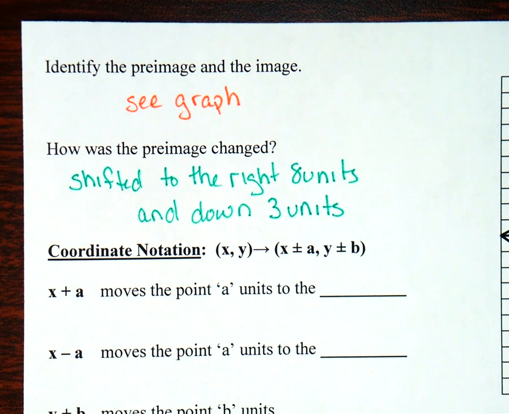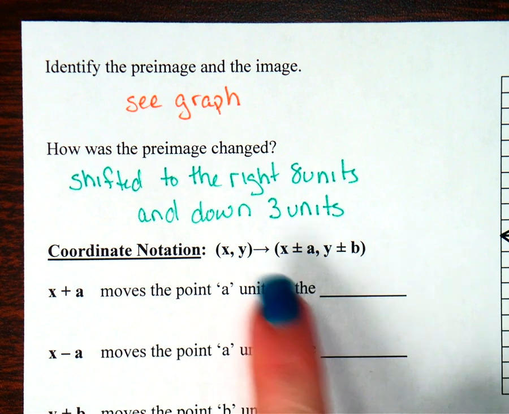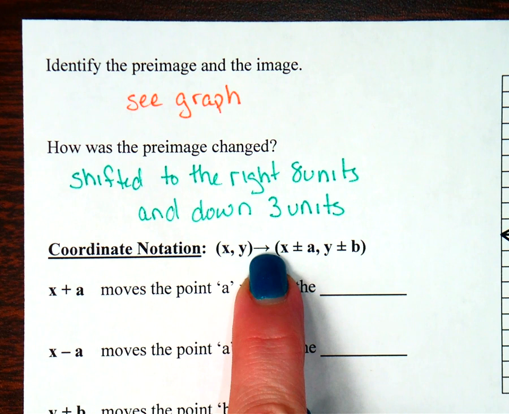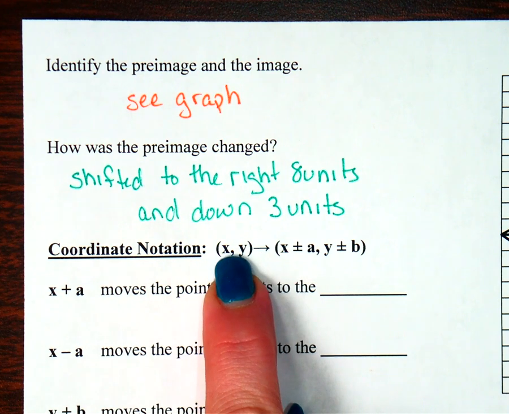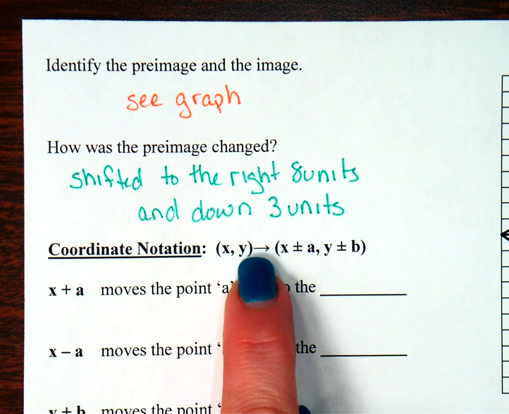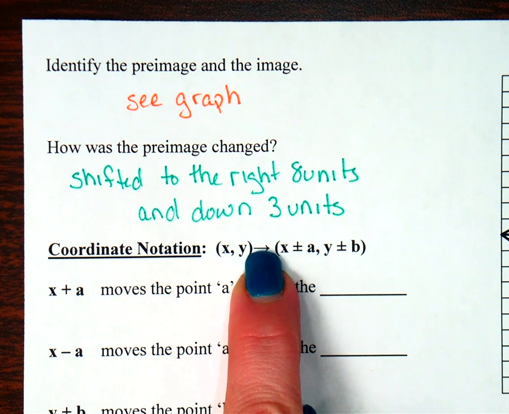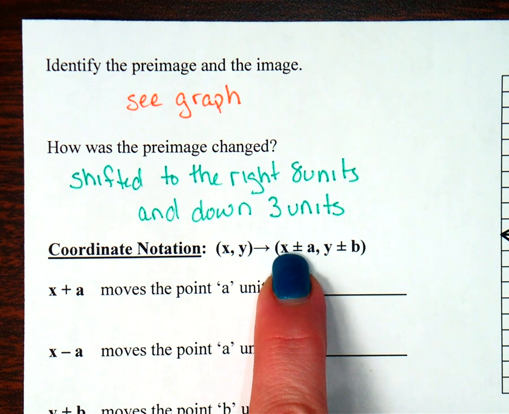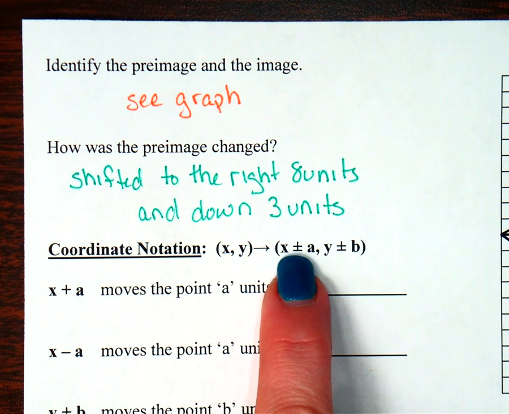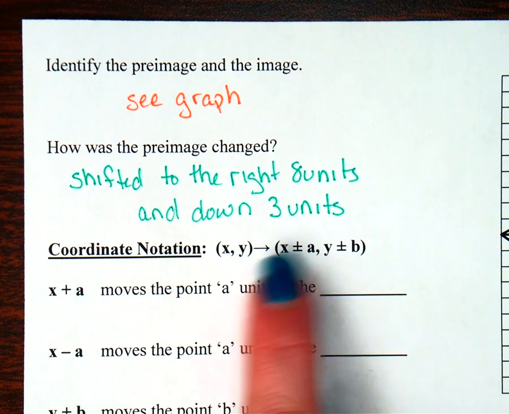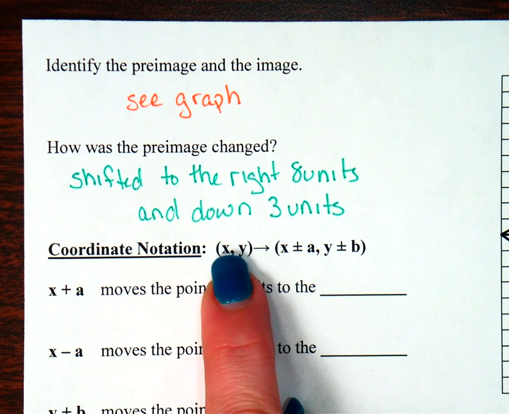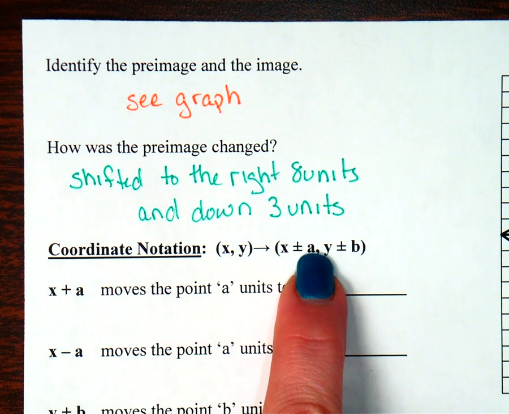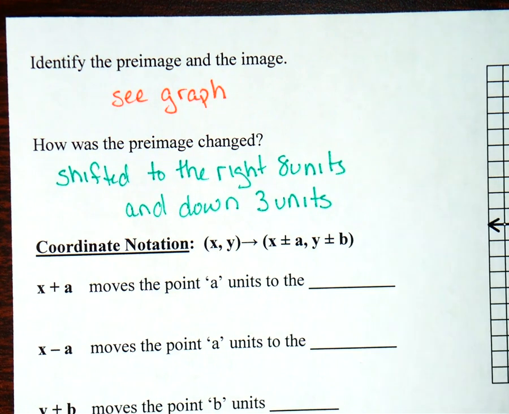Okay, now what we're going to do is talk about coordinate notation. Coordinate notation is going to start with an original point, and then you're going to have a little arrow, and it's telling you that your point, your original pre-image point, x, y, does some sort of transformation, and then in here it's going to tell you what that transformation is, what you're going to do to x and what you're going to do to y. When you're adding and subtracting to x and y, then this arrow can be thought of as your pre-image point translates to, and then these are the directions for the translation.